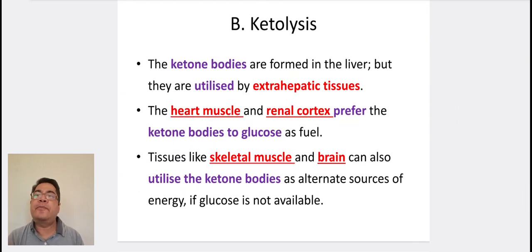Coming to the step B, ketolysis. The ketone bodies are formed in the liver, but they are utilized by extrahepatic tissues. The heart muscle and renal cortex prefer the ketone bodies to glucose as fuel. Tissues like skeletal muscle and brain can also utilize ketone bodies as alternate sources of energy if glucose is not available.